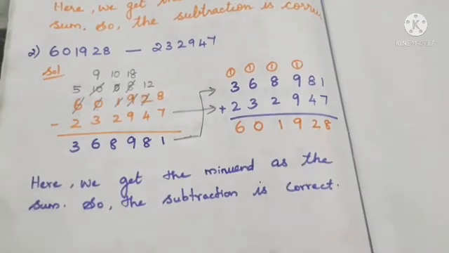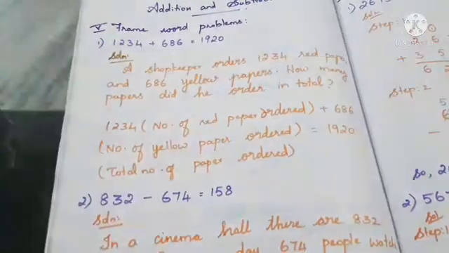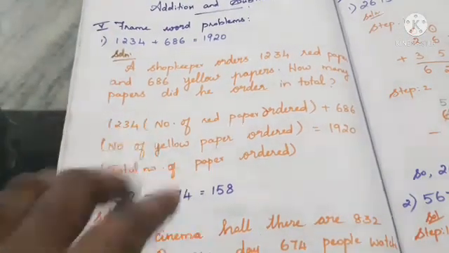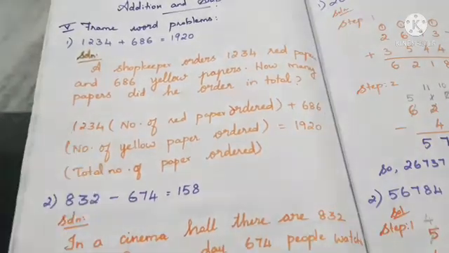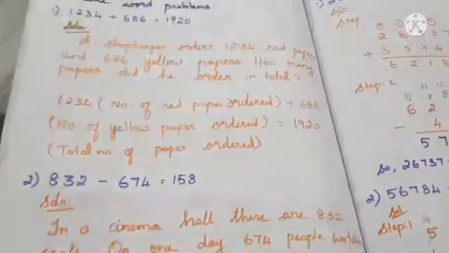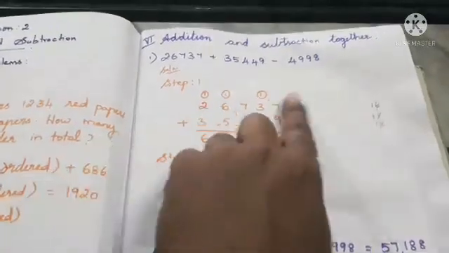So today we have learned about what? Framing the word problem using addition and subtraction. We did 2 problems in the sum as well as in the subtraction. Okay, addition and subtraction. Then next, addition and subtraction together.